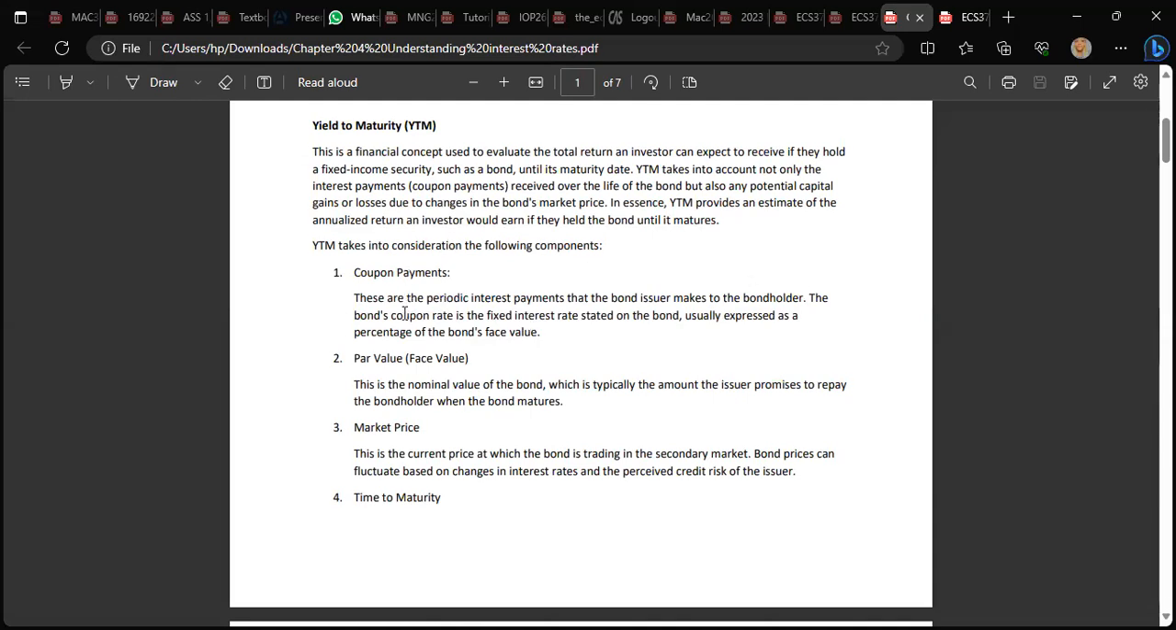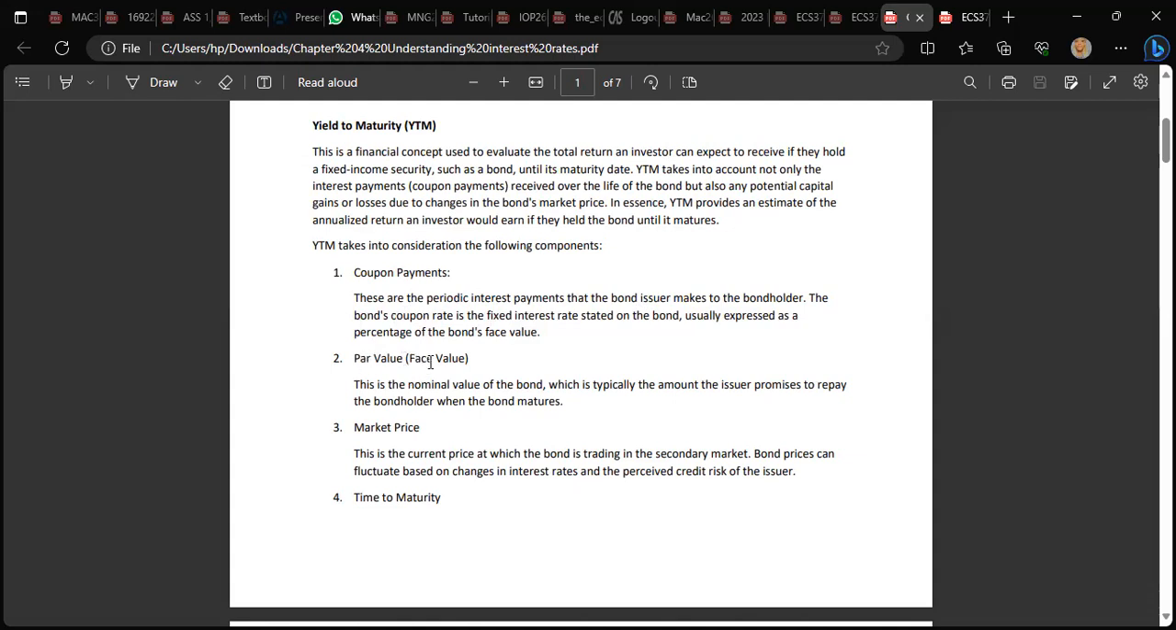So the bond's coupon rate is the fixed interest rate stated on the bond, usually expressed as a percentage of the bond's value. So if it's a bond that is worth 1,000 rand, it's going to be 10% of 1,000, which is what we are going to be getting. What is the par value?